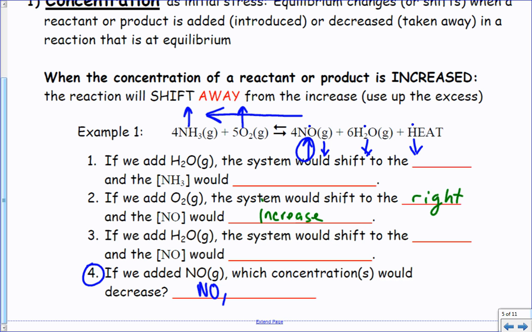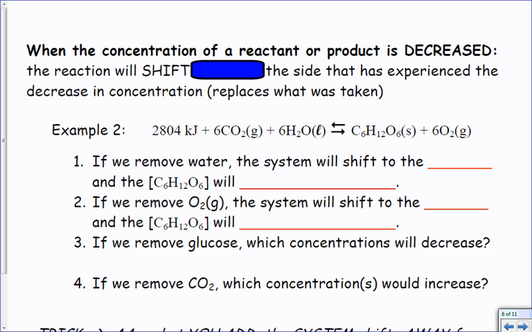NO, H2O, and I'm going to throw heat in there because we're going to treat it like a reactant or a product, even though it isn't technically a concentration. I'm going to throw it in there for good measure. You need to do 1 and 3 for practice to show me that you're engaged in the work.